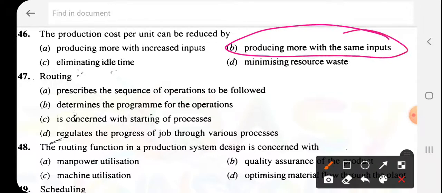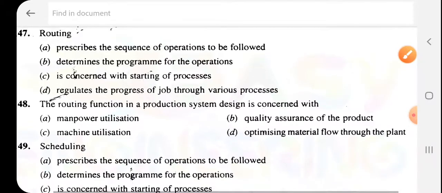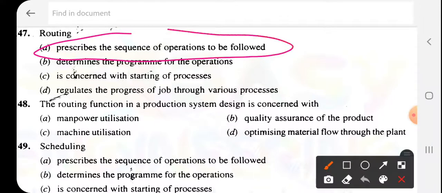146, product cost per unit can be reduced by producing more with the same input. So for the same material, if you make more number of products, then the waste will be less, and the production cost per unit will be reduced. Routing, 147 is A. It prescribes the sequence of operations to be followed.